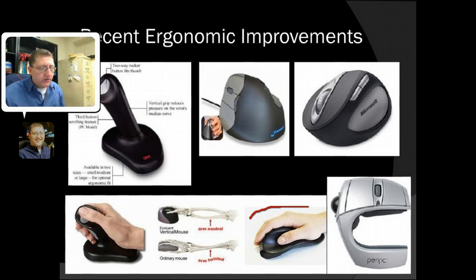Hopefully you can zoom in here on the skeletal structure. You can see the ordinary mouse is pronated. The vertical mouse here keeps you in a nice neutral posture.